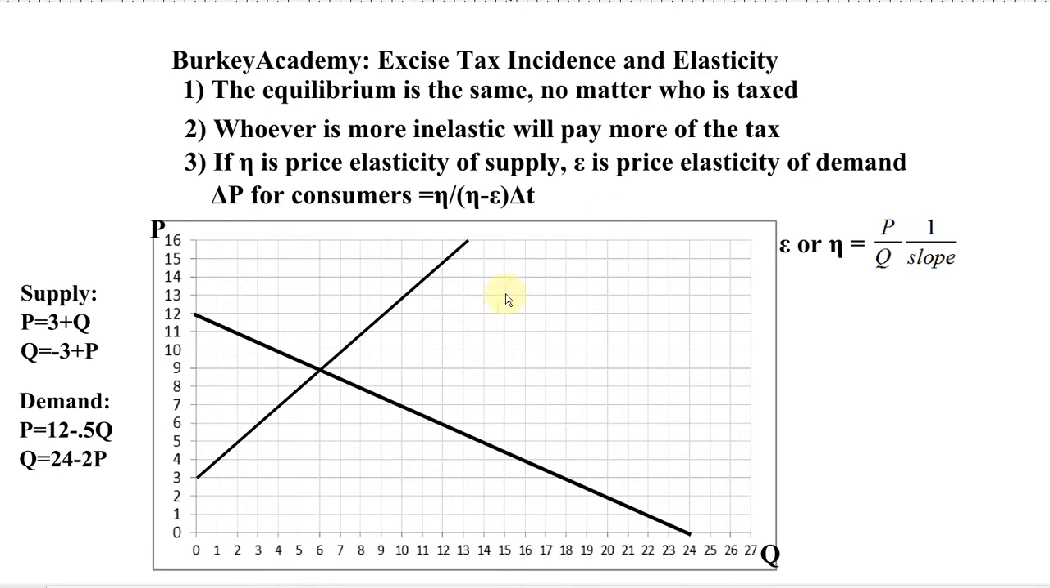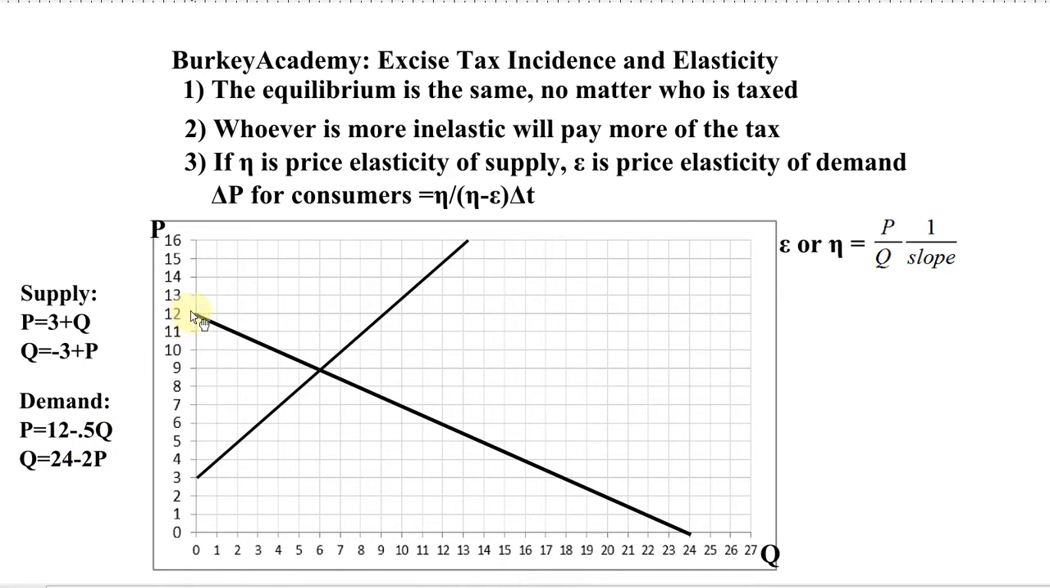So let's get going here. Let's suppose we have this supply function here, which is P equals 3 plus Q as the inverse supply. The supply function would be Q equals minus 3 plus P. And so here we have the y-intercept at 3 and the slope is 1. The inverse demand curve is 12 minus 1/2 Q. The demand is Q equals 24 minus 2P.